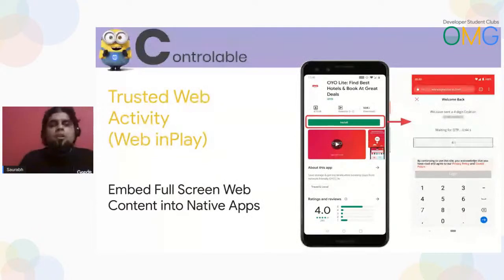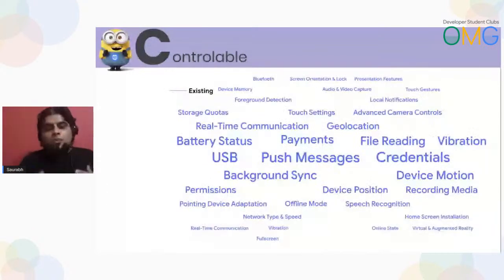Now, coming to a lot of other control things that you could do with this, there were already a lot of APIs, a lot of capabilities, like say background sync. You could make a website work with USB. You could do some push messages. You could have credentials, file reading, payments. All those capabilities were still there, which brought you more control over how the users use it.